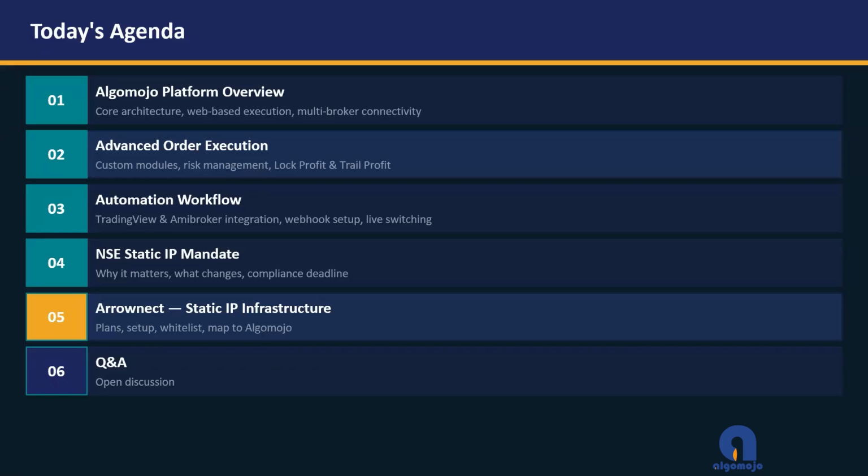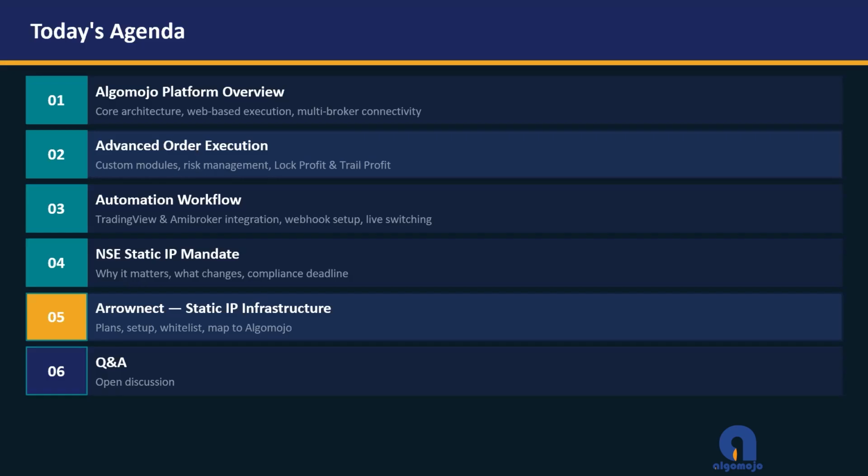Here's what we are going to cover today across 7 sections. We will start with the Algomojo platform. What is it? How signals flow from your strategy to your broker, and what makes it different from a regular trading terminal. Then we get into some advanced execution features like custom order types, risk management tools like lock profit, trail profit, and multi-leg strategy groups for option traders.